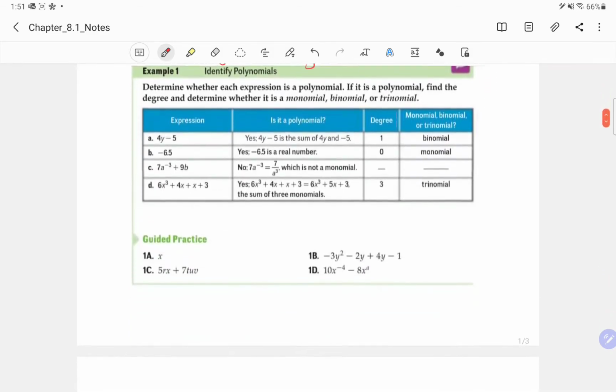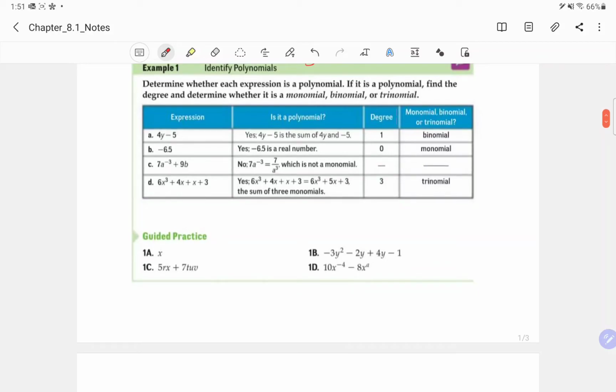Okay, so in example 1, they broke it up into this table for us. Okay, so we have these expressions here, and they said, tell me if it's a polynomial. So that's the first section. Tell me what the degree is of the polynomial, and then to determine if it's a monomial, binomial, or trinomial. So those are our 3 sections of our table. So this is my expression, 4y minus 5. That is a polynomial.